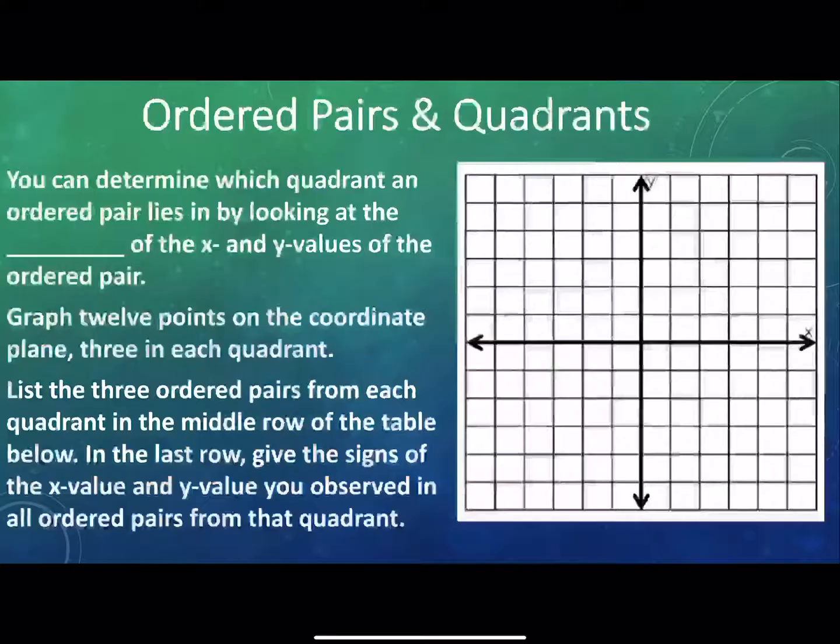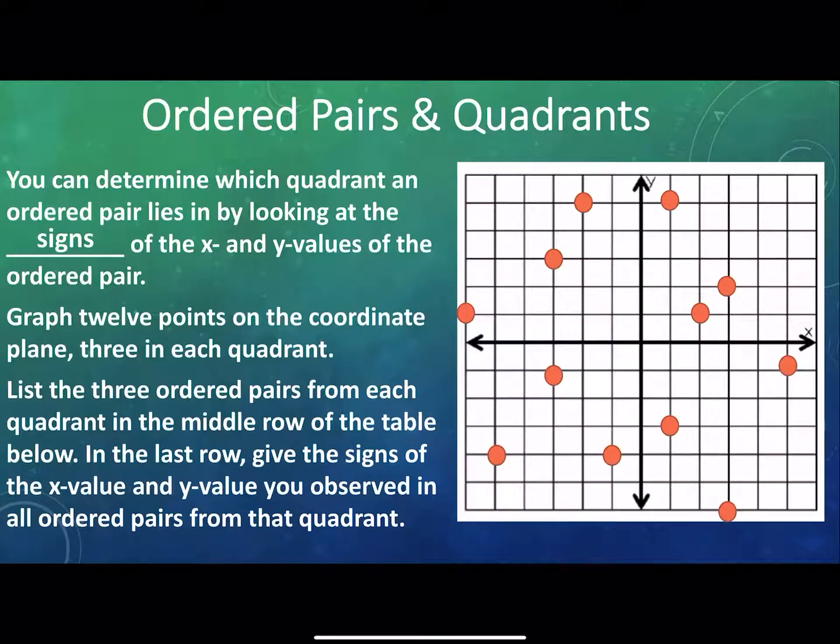You can determine which quadrant an ordered pair lies in by looking at the signs of the x and y values of the ordered pair. So I'm going to graph 12 points on the coordinate plane, 3 in each quadrant. Here they are.